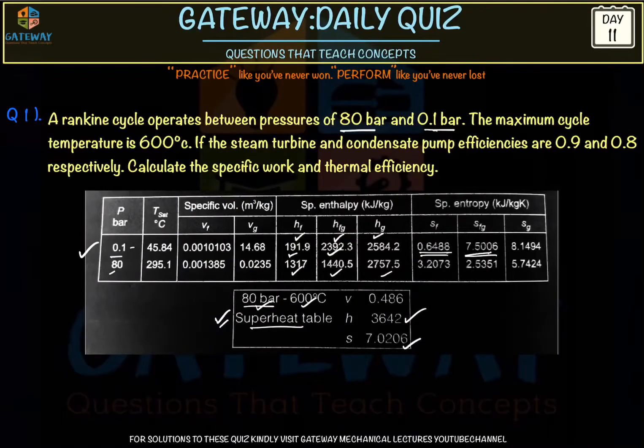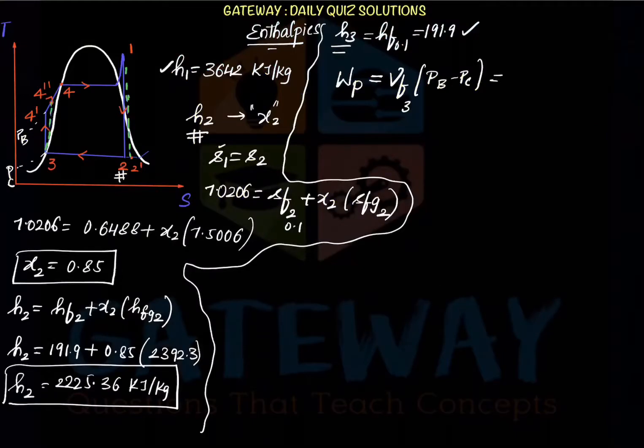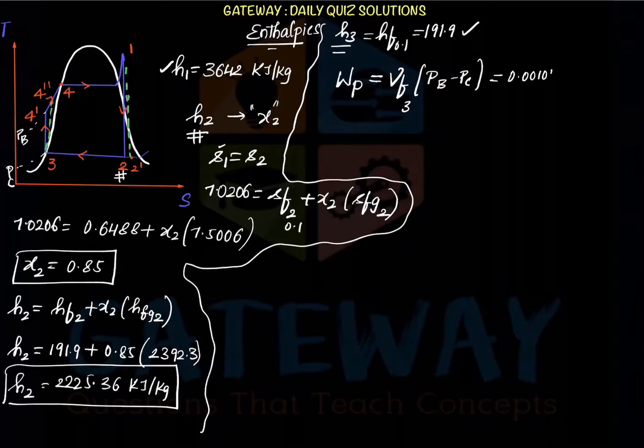VF at 3 is nothing but at 0.1 bar, the VF value is 0.0010103. That we will substitute here, 0.0010103 into the boiler pressure, which was given in the question as 80 bar, that is 80 into 100 kilopascals, minus 0.1 into 100 kilopascals. And from here we'll be getting the work done by the pump as 8.073.